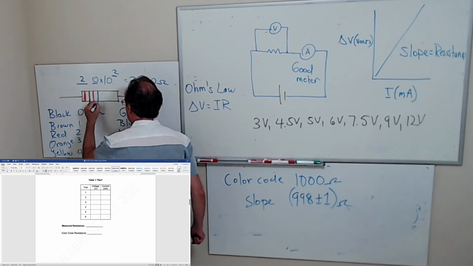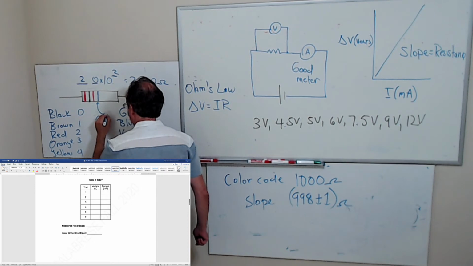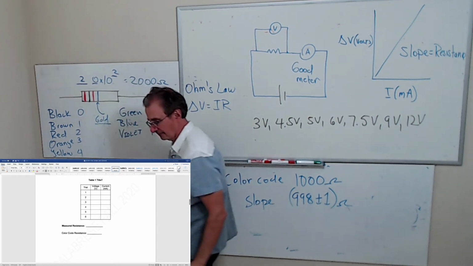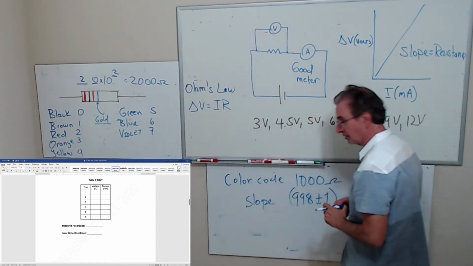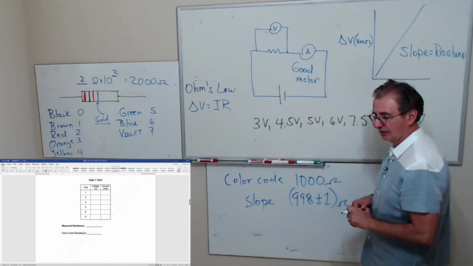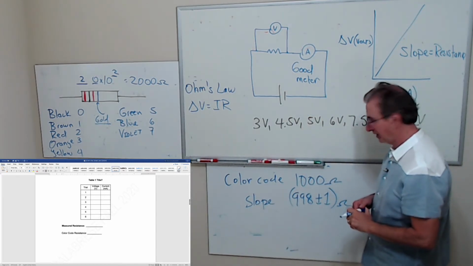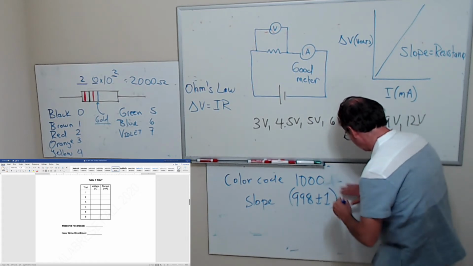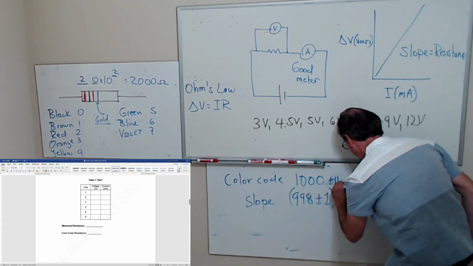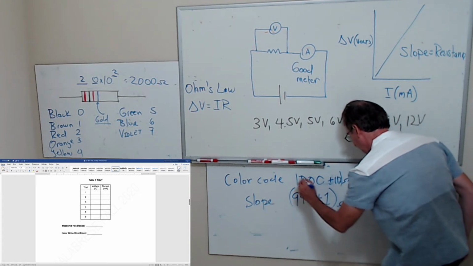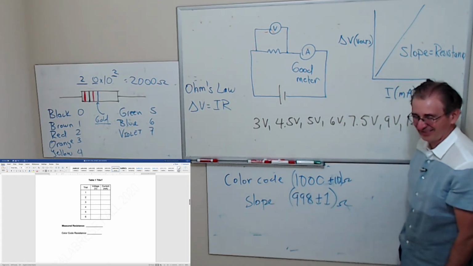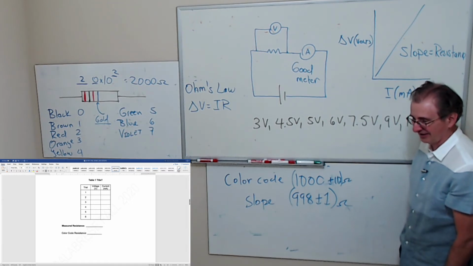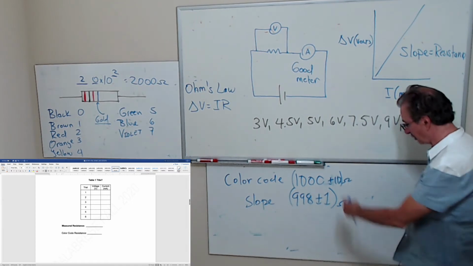Let's say the band is gold. Gold means 1%. What's 1% of 1,000? 10. So really, do they agree now? The ranges just have to overlap somewhere. Yeah, they overlap. So they agree.